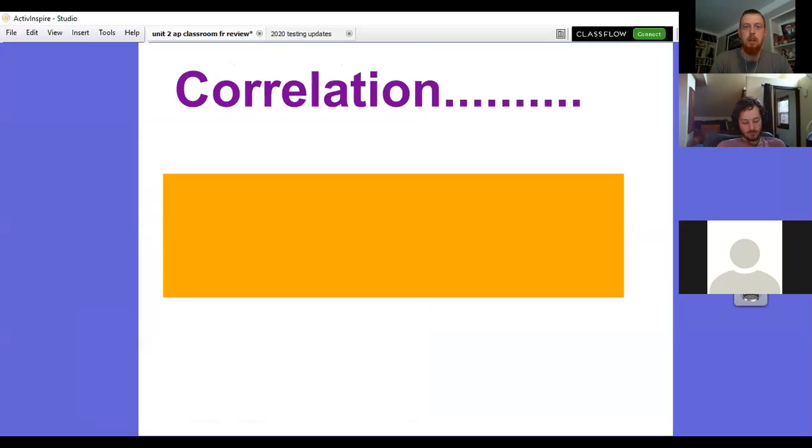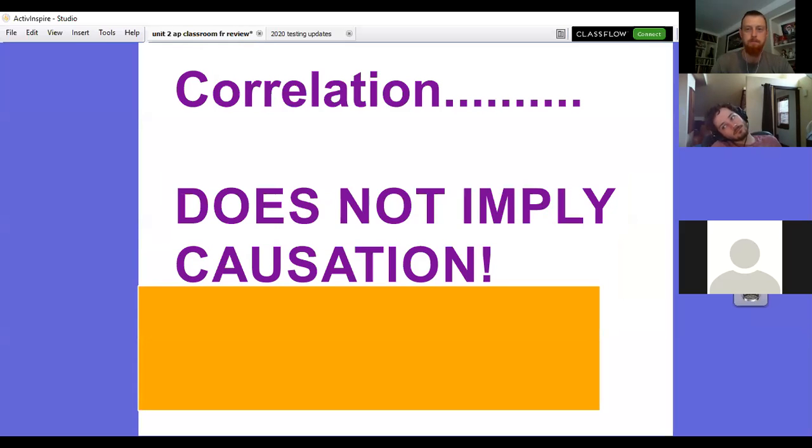So before we look at the word problem that we're going to look over, what is the most important real world fact that you need to know about correlation? Just because two things are correlated does not mean what? Causation. Correlation does not imply causation.